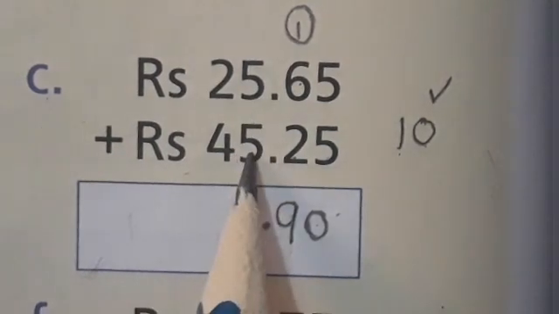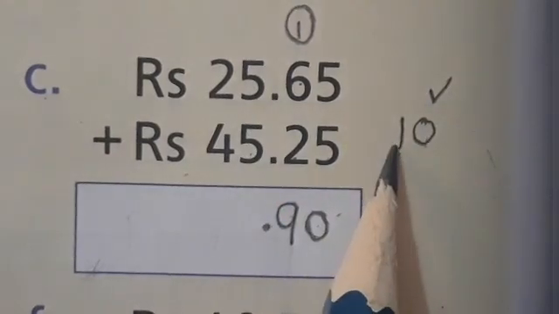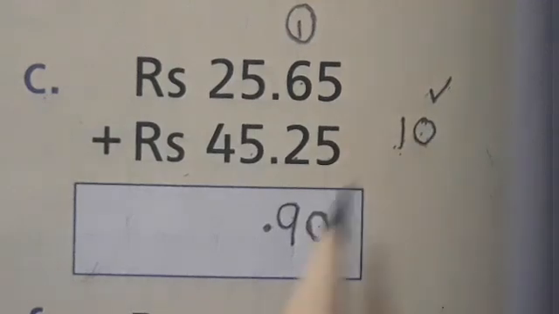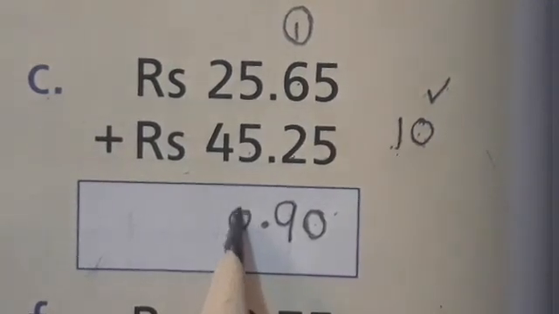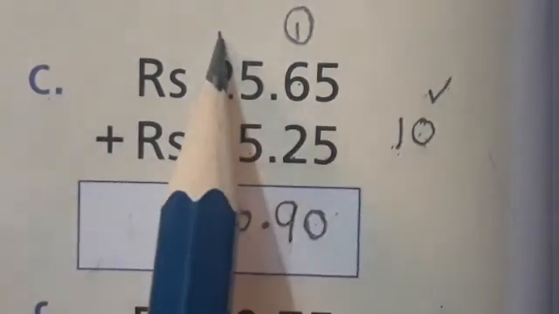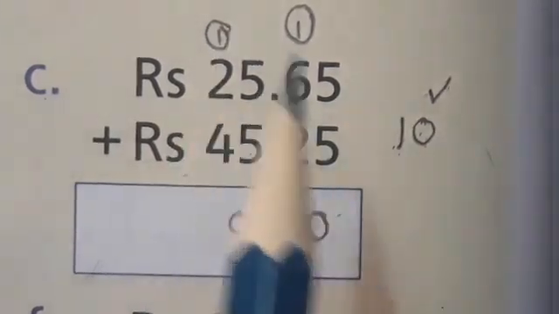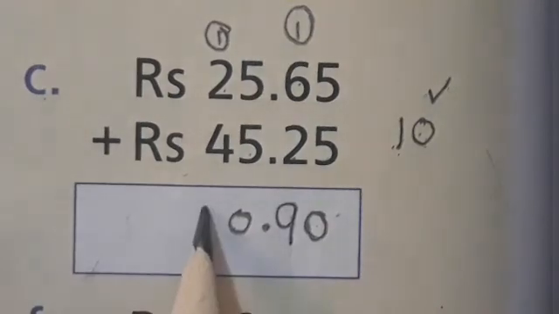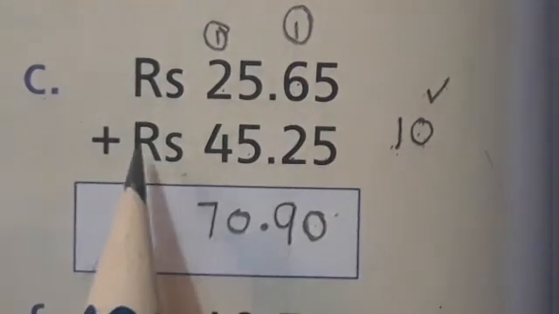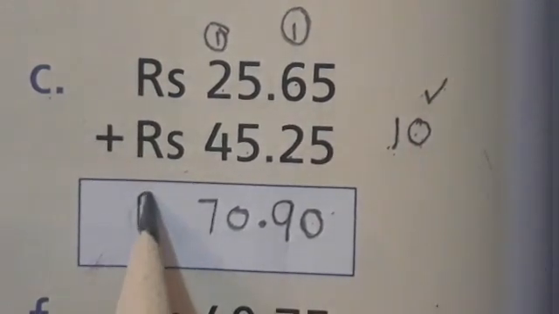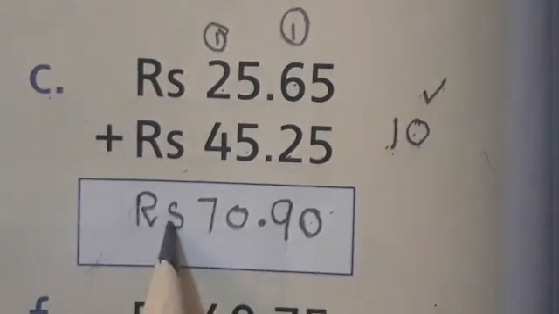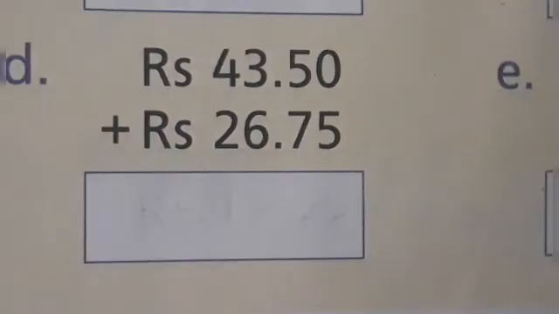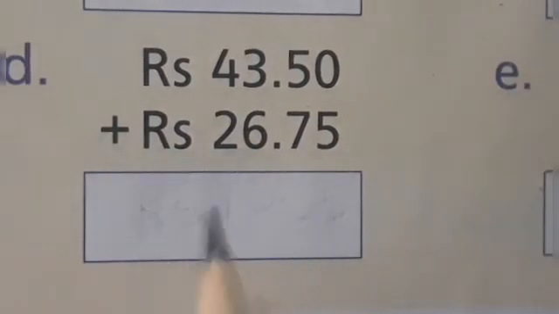And 5 and 5, again 10. We will write 10 in the rough working column and then we will choose the right digit, which is 0, and 1 will move on to the next number. So 4 and 2, 6, 6 and 1, 7. And don't forget to write Rs, rupees. So our answer is rupees 70.90. Now move to part D.